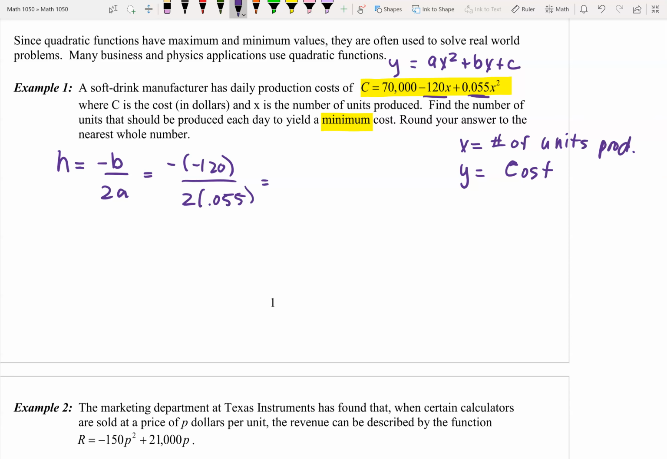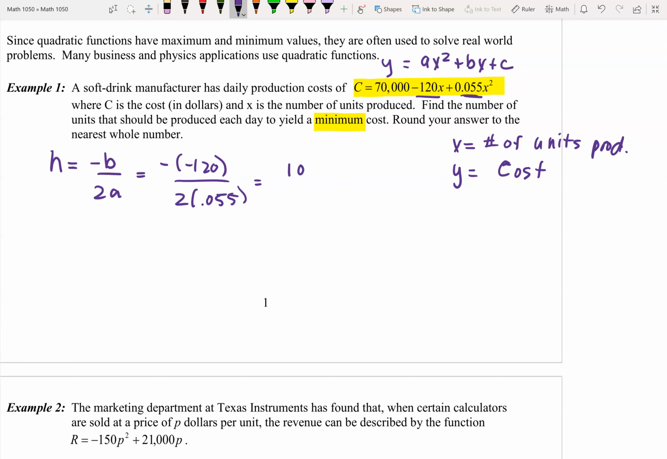Now when you put this in your calculator, guys, make sure you do this. Go 120 divided by. There are 2 things in the denominator, so tell me what I have to do right now. A parenthesis. So I'm going to do a parenthesis, and then I'm going to go 2 times 0.055, close it off, hit enter, and I get 1090.90. We're just going to leave it like that for a second. Now, what does that represent? It's the x coordinate of the vertex.